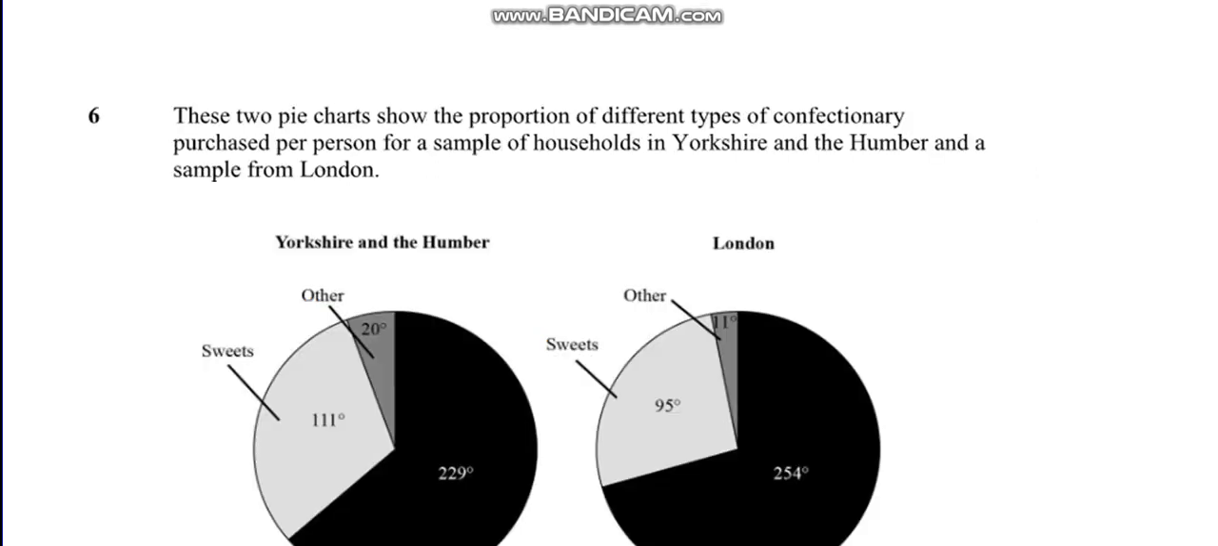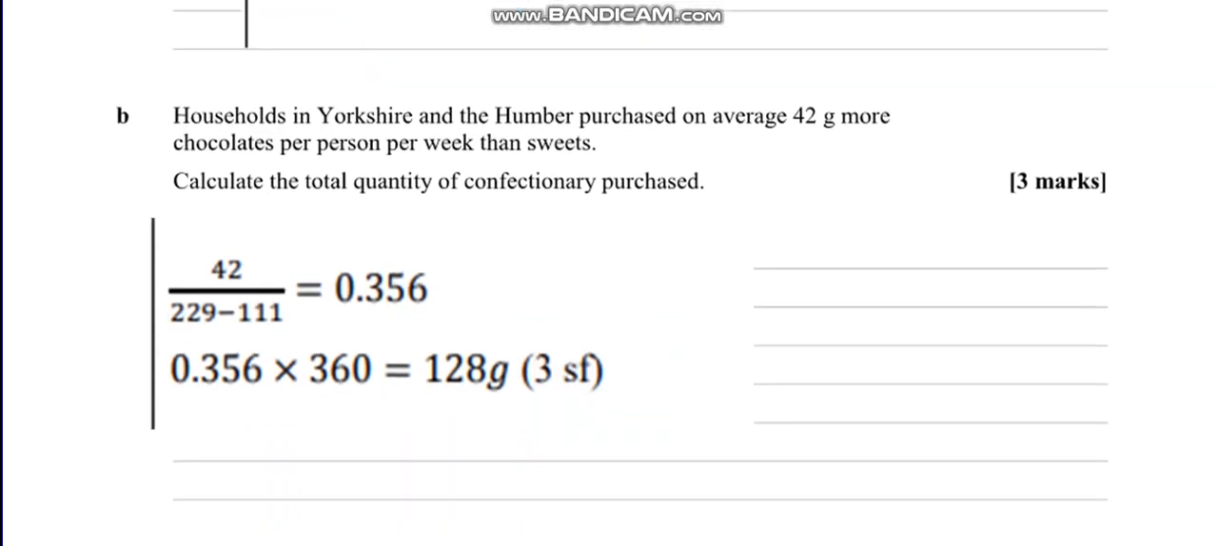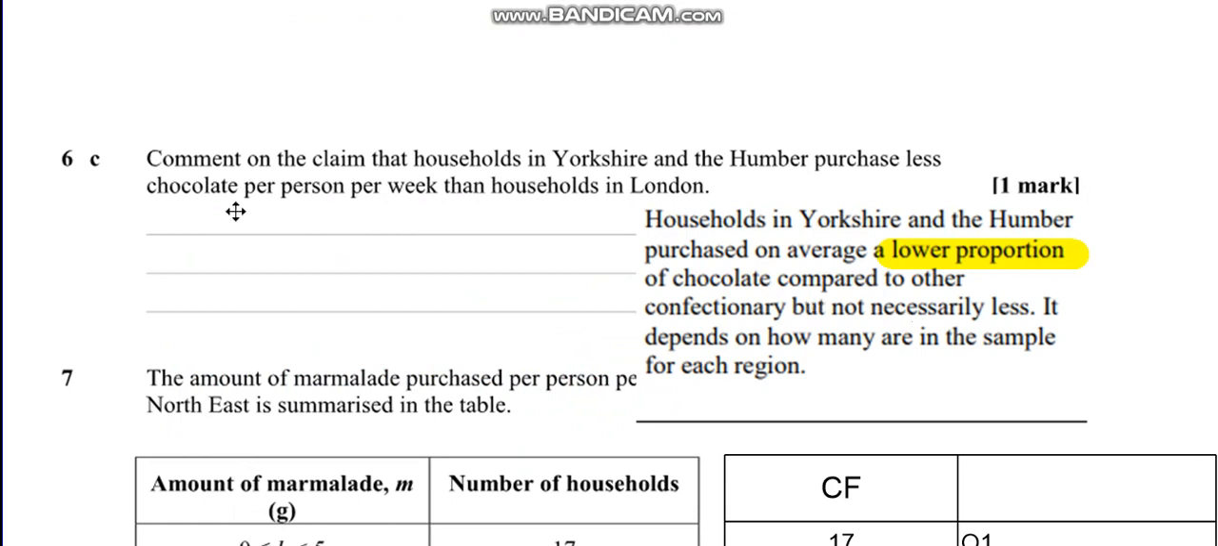Okay, let's have a look at question 6 again. Just going to skip through. Everybody managed the first parts correctly, so we'll skip through to the last bit on this one. So, comment on the claim that households in Yorkshire and Humber purchase less chocolate per person per week than households in London. So we know that they purchased on average a lower proportion, because pie charts show us proportions compared to other confectionery, but not necessarily less. It depends on how many are in the sample for each region. So just get that sorted for pie charts, it's about proportion.